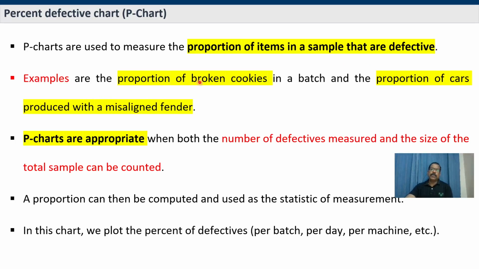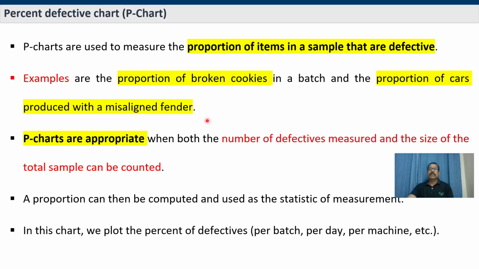Examples are the proportion of broken cookies. If you consider one pack, how many broken cookies are available in the pack, or you can say in a batch. Another example is the proportion of cars produced with a misaligned fender. Fender means the side panel along with the headlight, in the front panel. So how many cars are produced with a misaligned fender?